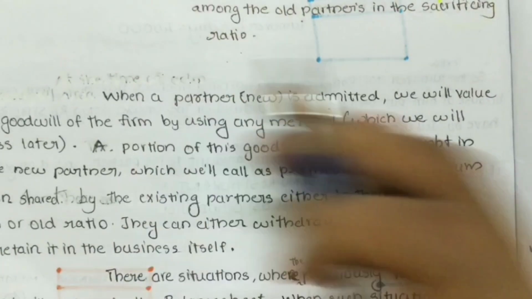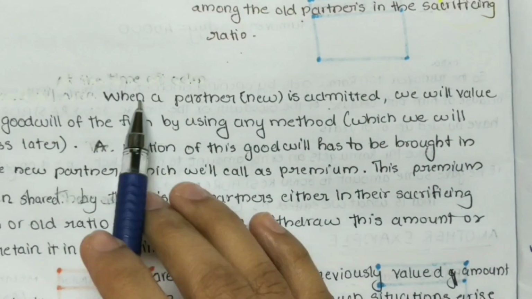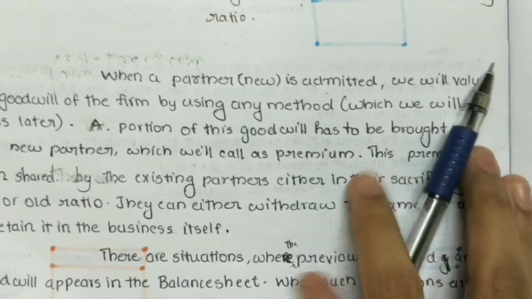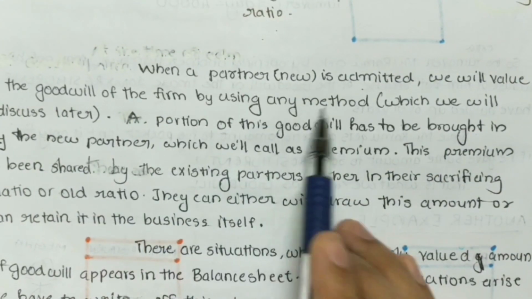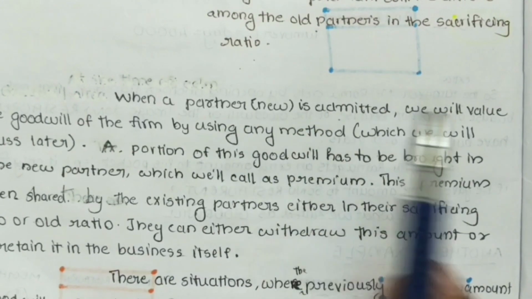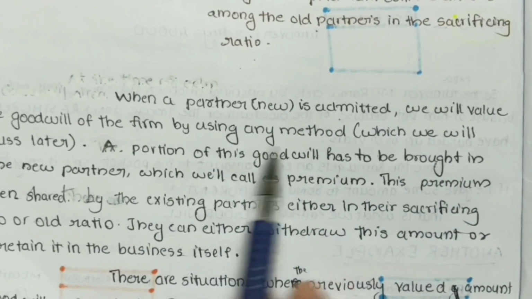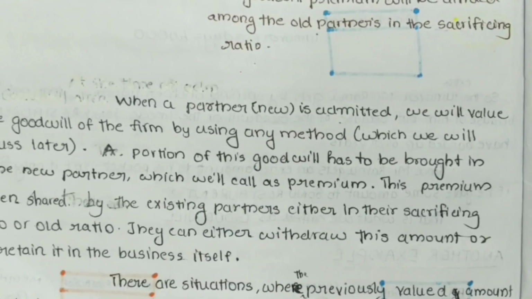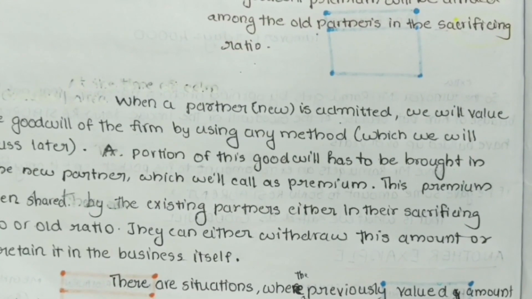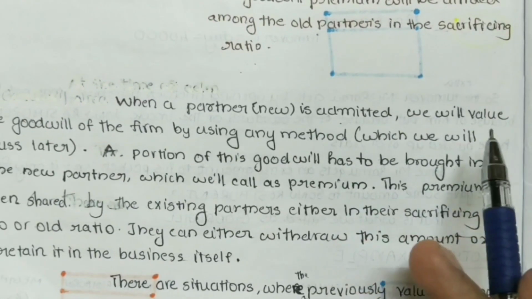Now let's see the overall view of the admission of a partner chapter. When a partner is admitted, we will value the goodwill of the firm by using any method. This is the very first thing that happens. After admitting a new partner, we have to revalue the goodwill of the firm. There are lots of methods to value the goodwill of the firm, so we will discuss that later.